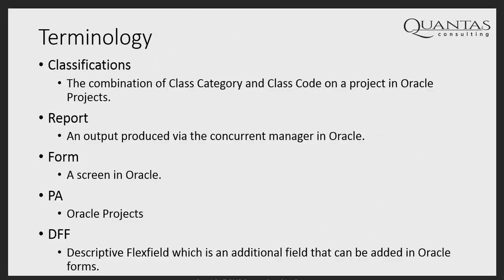So the terminology. Classification is the combination of class category and class code on a project in Oracle projects. A report is an output produced by the concurrent manager in Oracle projects, or Oracle at all. A form is a screen in Oracle. PA is Oracle projects, and a DFF is a descriptive flex field, which is an additional field that can be added to Oracle forms.